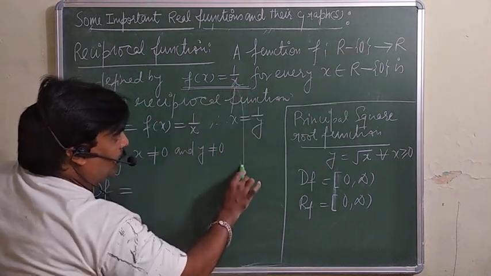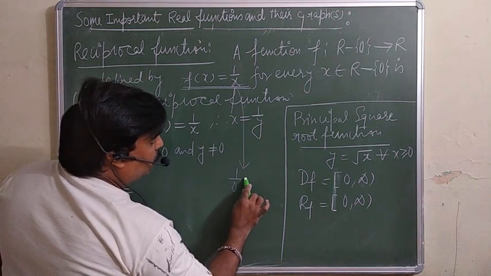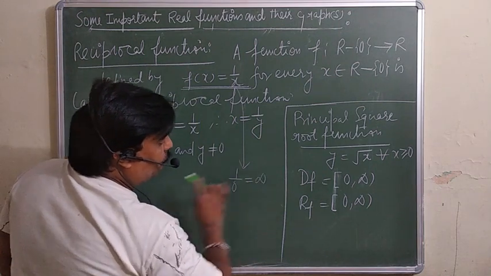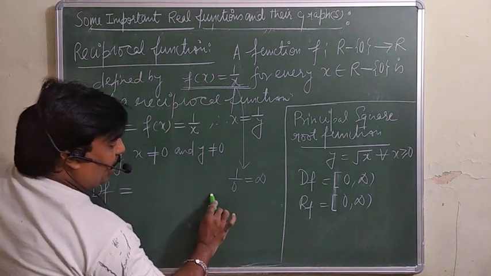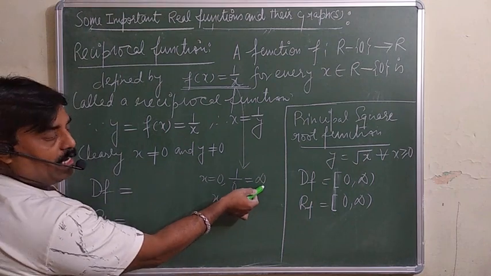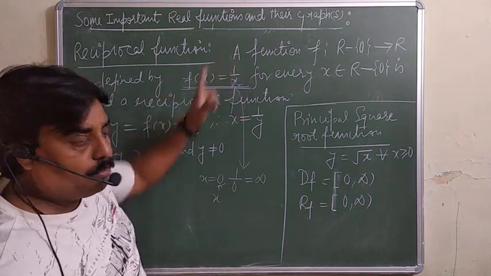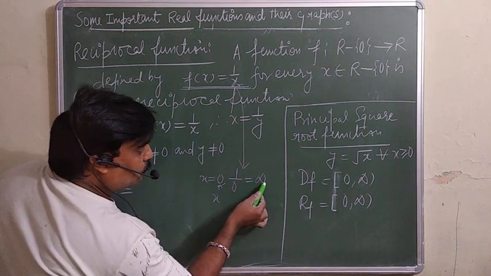Because what will happen, if I put the value of x as 0 here, then you will get 1 over 0, so that you will get infinity, not defined. So x equal to 0, you are putting, you are getting infinity. Means this is your domain, the value which we put here is the domain. So it means 0 is associated with infinity.